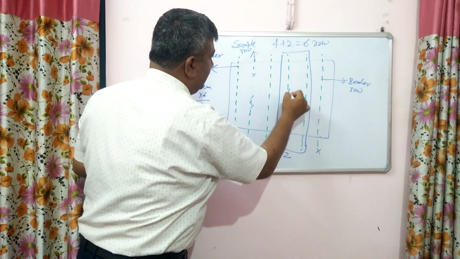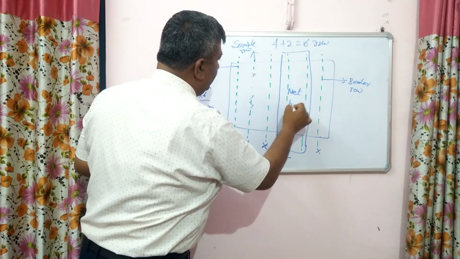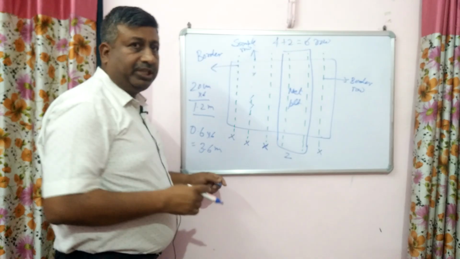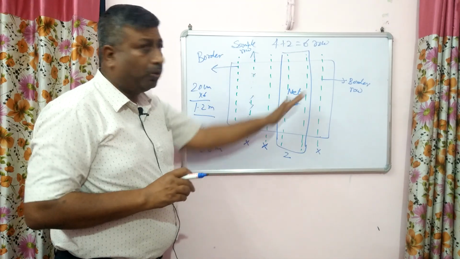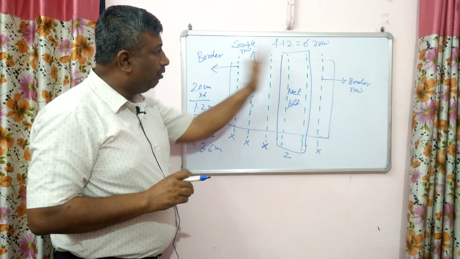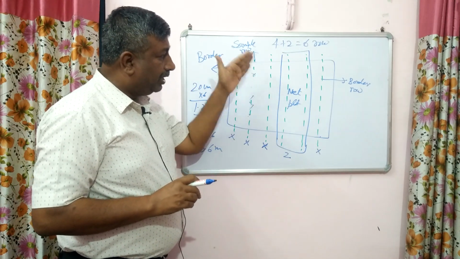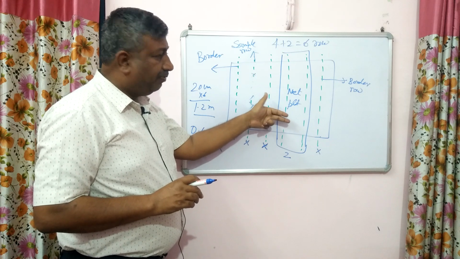So this is the net plot. Net plot is the area from which yield is estimated, yield is calculated. So yield is not calculated from the whole plot. The whole plot is the gross plot, but the net plot is the area where we determine the yield.